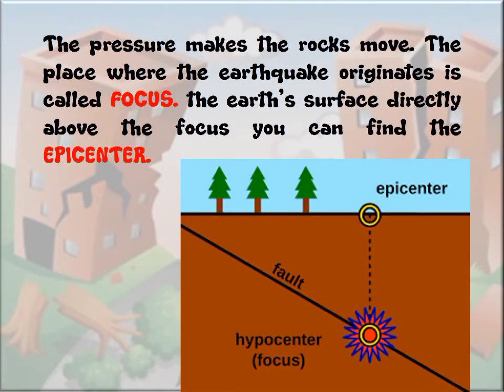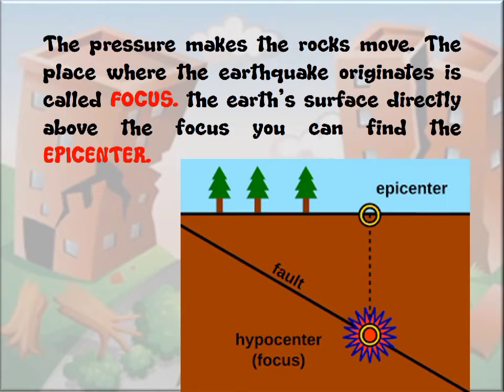Now, let us compare an earthquake's focus and epicenter. As we all know, the pressure in the Earth's crust is responsible for the movement of the rocks. The place where the earthquake originates is called the focus. The Earth's surface directly above the focus is where you can find the epicenter.